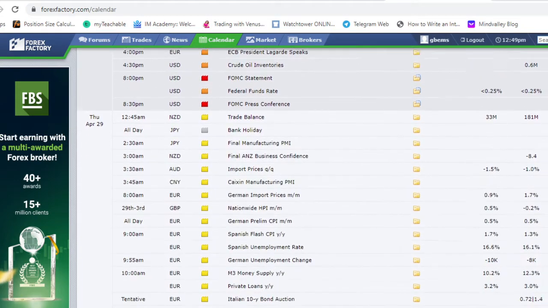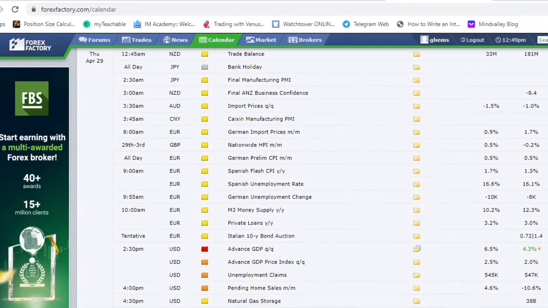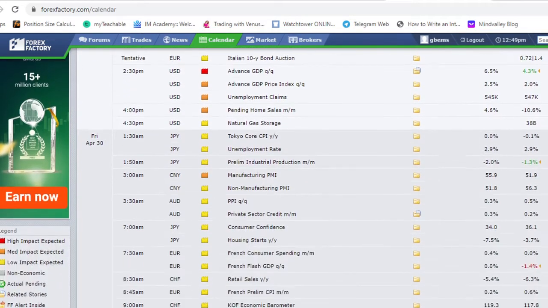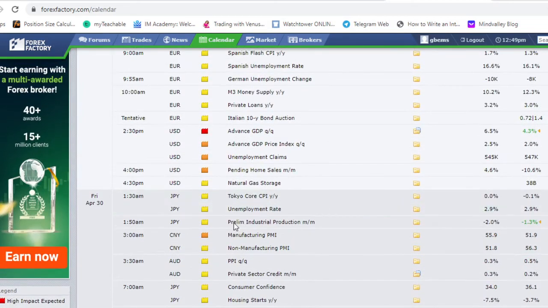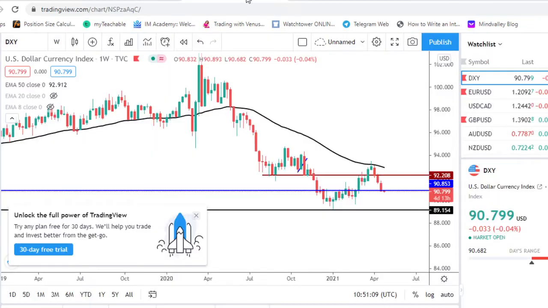On Thursday we have US dollar, and on Friday we don't have high impact news, although we have some medium impact news. On Thursday we also have some other medium impact news, US dollar and the high impact news. Okay, so let's go into the chart now and see what's happening.